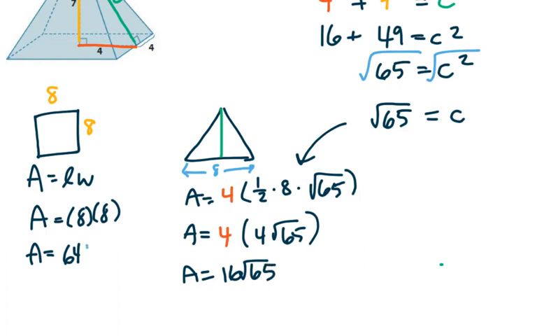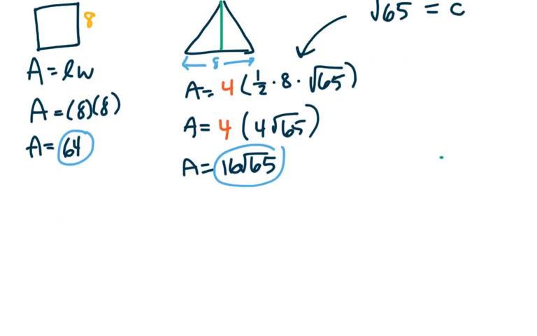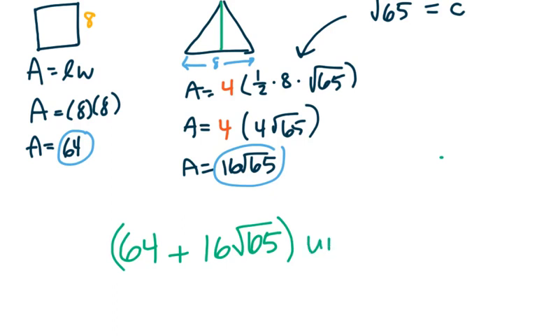So now I have the pieces. Here's the area of the base. Here's the area of all 4 of those sides together. All I need to do now is add them. So I'm going to have 64 plus 16 square root of 65. Now you cannot add them more than that, okay? So we put them in parentheses, and we say units squared.